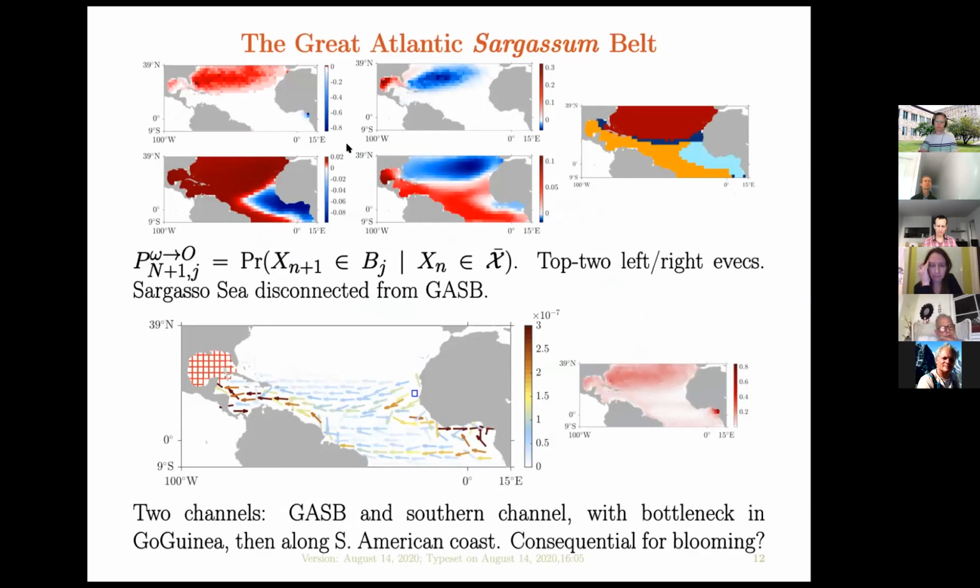So what I'm showing here are the first two dominant eigenvectors, left and right. And what you can see is that, if you want, the sargassum sea is decoupled from the region where the Great Atlantic Belt is located.